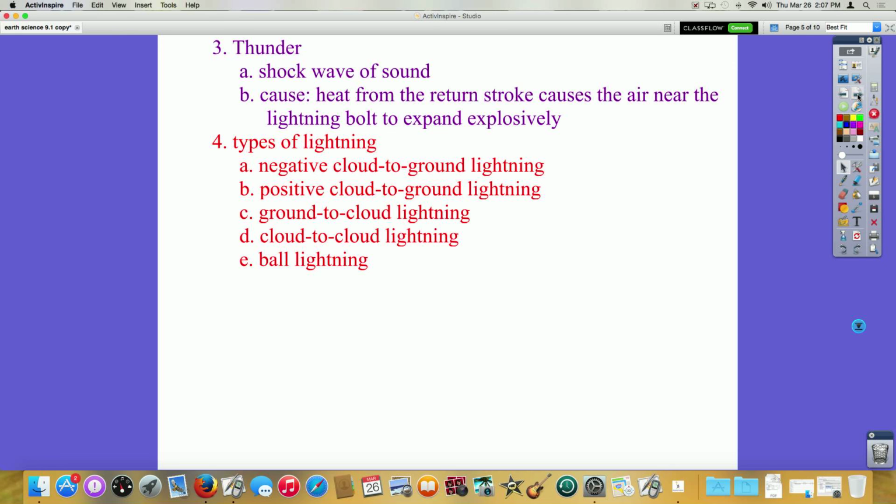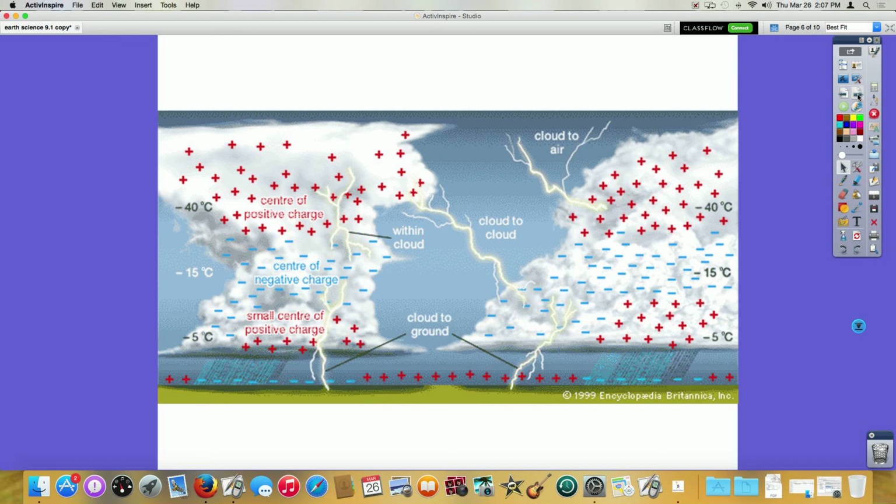And here's a diagram of several of those different types. We have cloud to ground, both negative cloud to ground. Nope, we don't have any positive. I thought we did. But we have cloud to ground, within one cloud, cloud to cloud. We have cloud to air. Usually it doesn't go just to the air. I mean, it does, but that's not as common as, say, cloud to cloud or even within the same cloud.